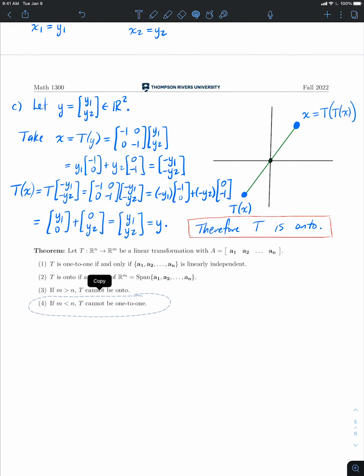And then statement 4 is saying the other way around works for one-to-one. If the dimension of your domain is higher than the dimension of your codomain, then your transformation can never be one-to-one. So those are some tools that can save you some work.